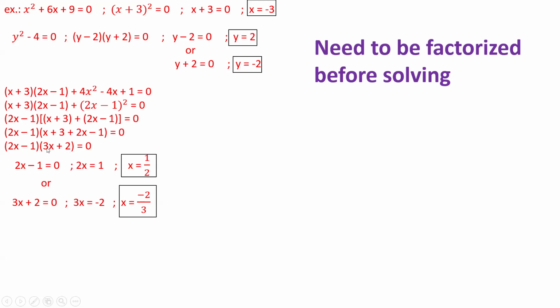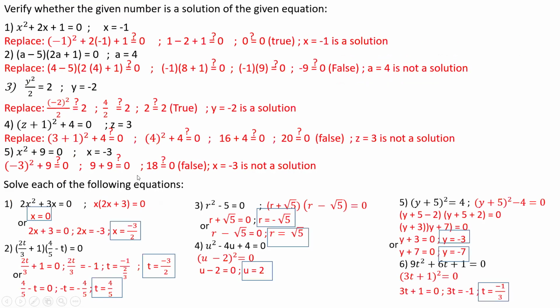Now, this is a product equation equal to 0. Either the first parenthesis is equal to 0, we solve it, then we get x is equal to half, or the second parenthesis is equal to 0, we solve it, and we get x equal minus 2 over 3. So since this is a second degree equation, it has 2 solutions. Please practice these exercises to understand well.